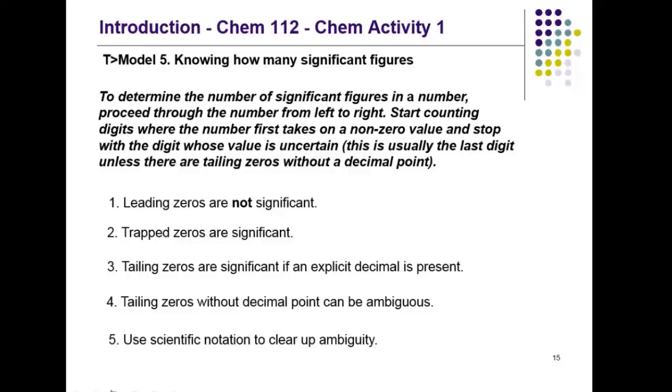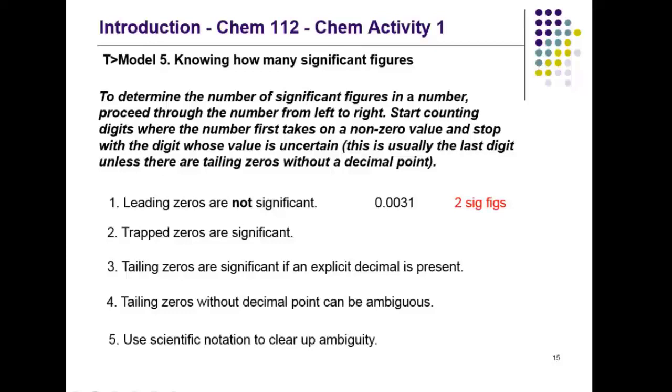Consider example 1. Leading zeros are not significant. For the number 0.0031, the first non-zero value is the 3. The next and the last digit is 1. This number has only 2 significant figures.